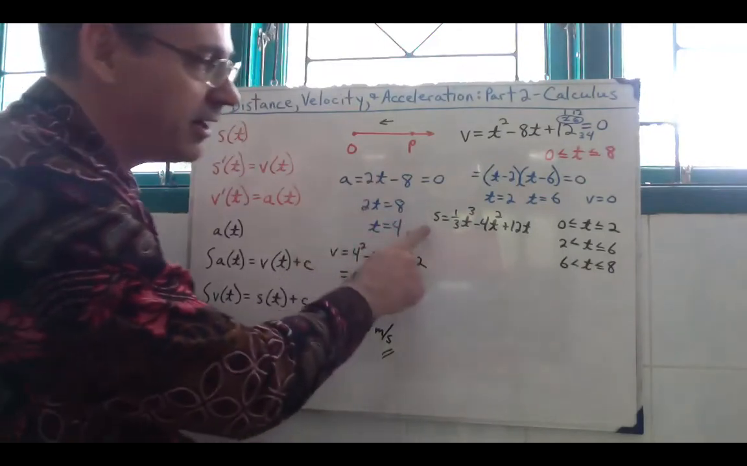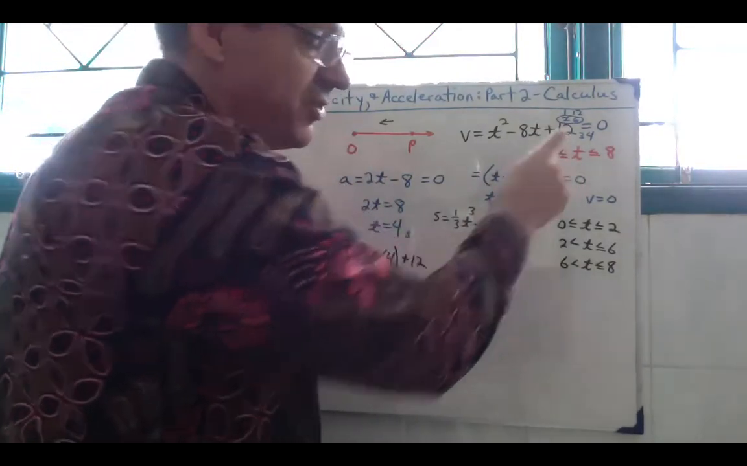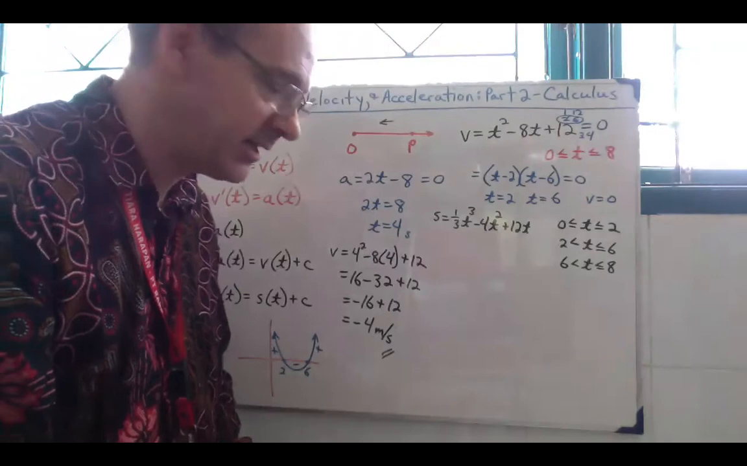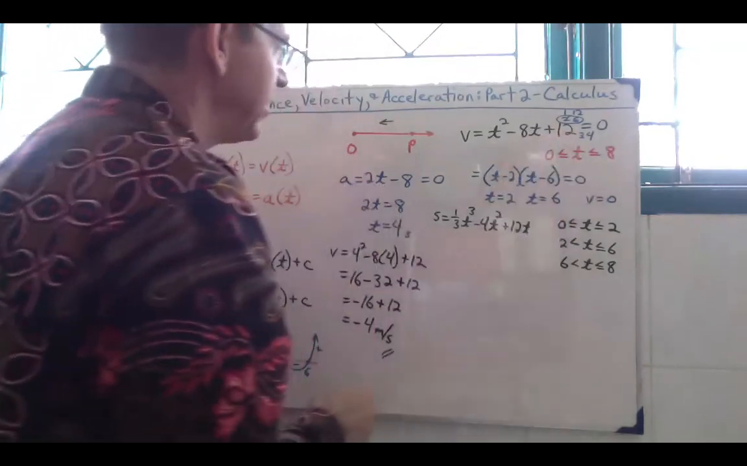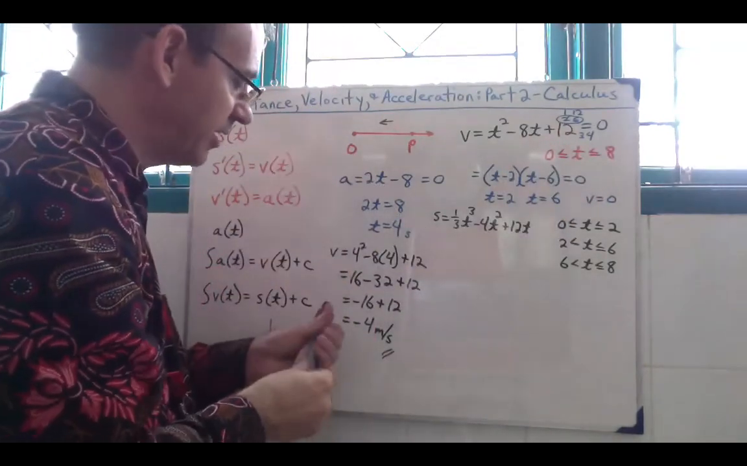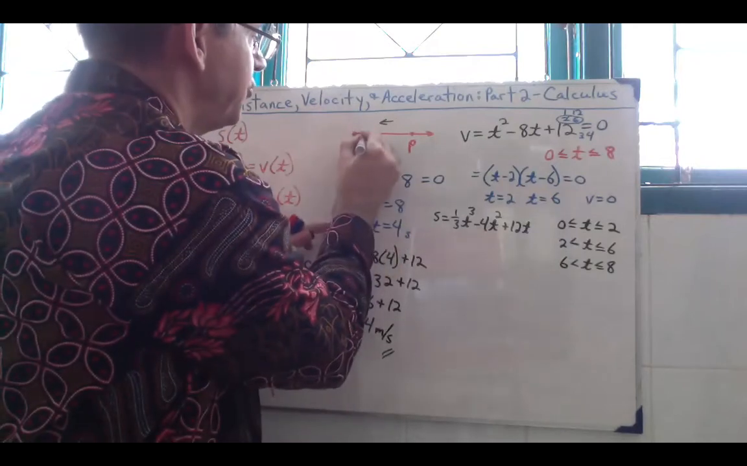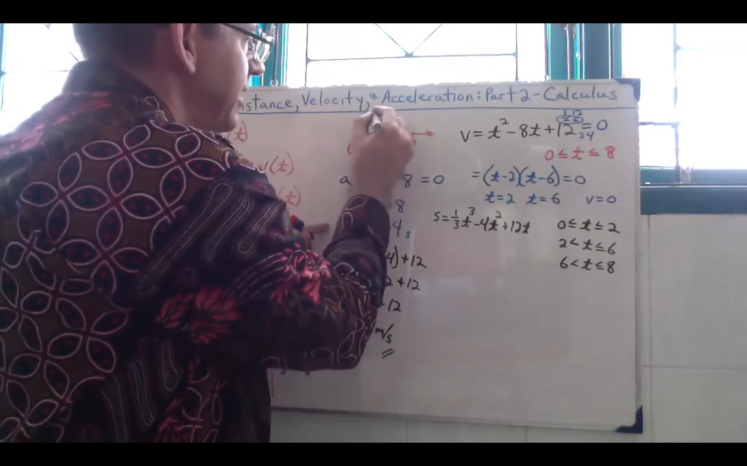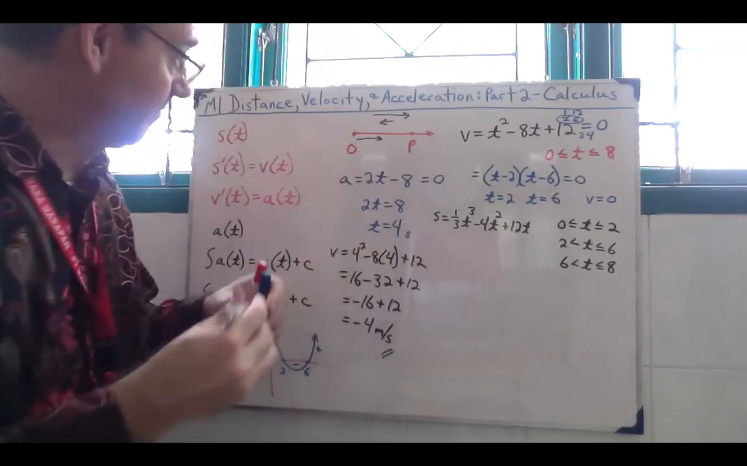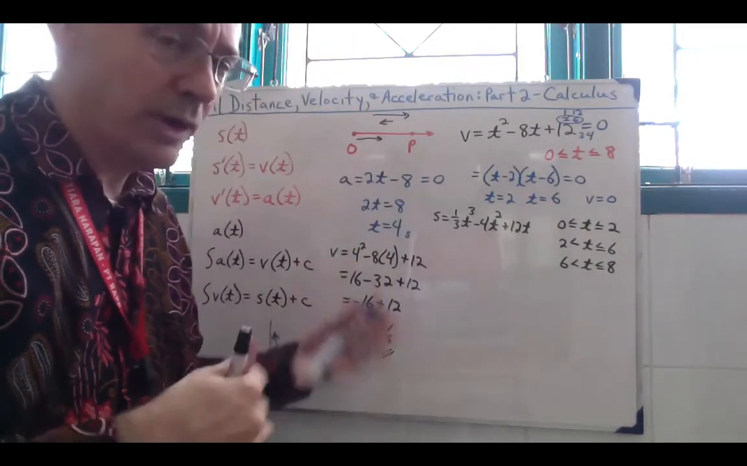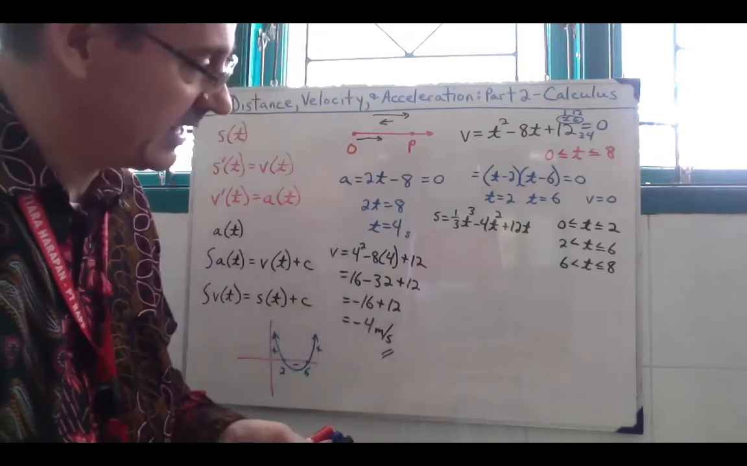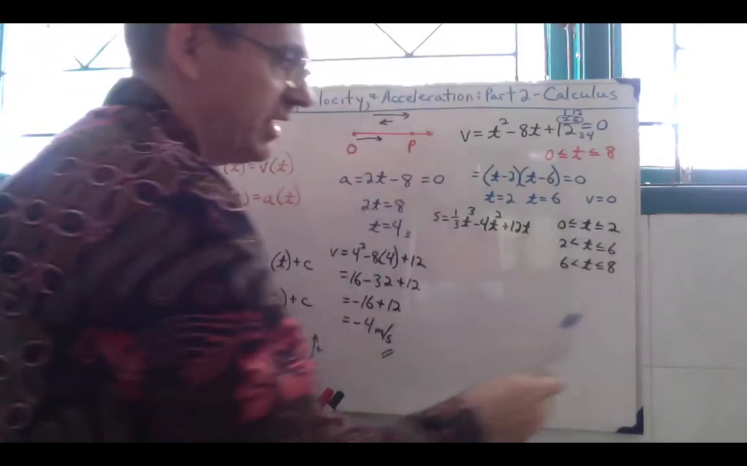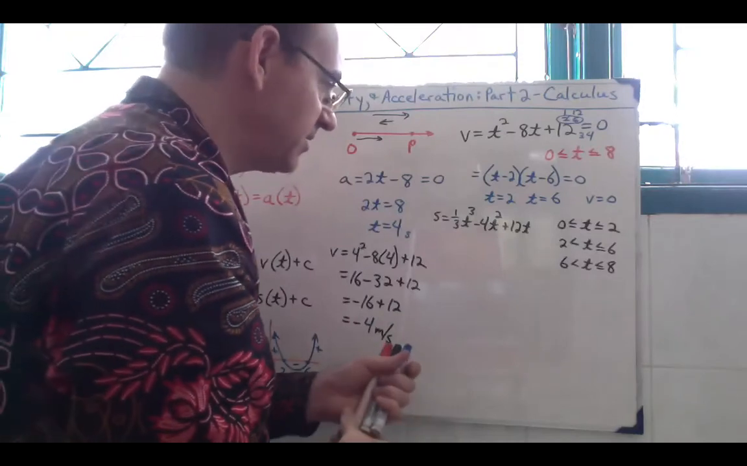Now, it started at the origin, but it did start with an initial velocity, right? The initial velocity was 12, but it did start at the origin. So it went for 2 seconds, then it went back, and then it went again the other way. So we want to find out the total distance that it went. So we're going to find the displacement in each of these 3 sections.